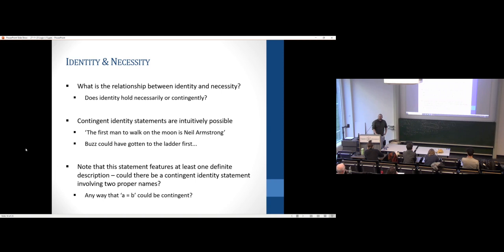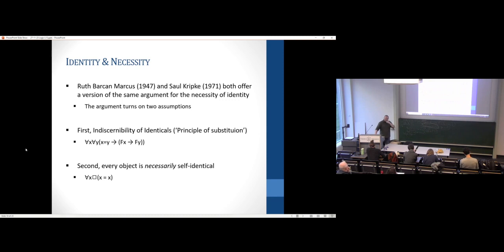And here it gets harder, right? Here it gets harder. And there's a really interesting debate to be had here. So let's focus just on these kinds of ones with proper names. No definite descriptions here. Now, it's notable that Ruth Barcan Marcus and Saul Kripke have offered an argument that these kinds of claims must be necessary if true.